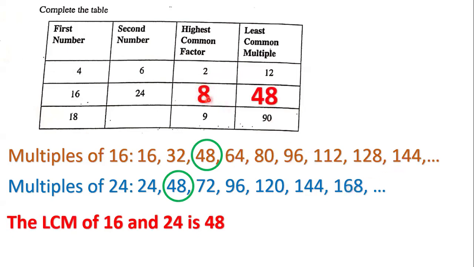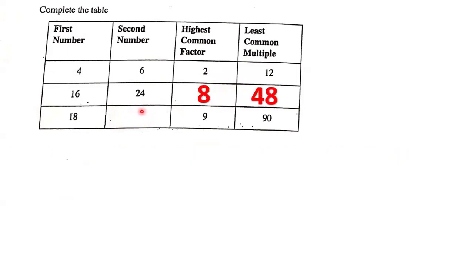So far we already completed these two spaces, but we still have one more space that is empty. Now, what is this saying? This is saying that we have a first number and a second number. Whatever that second number is, the highest common factor of 18 and that number must be 9. And the LCM, or the lowest common multiple, of 18 and that number must be 90. And so what is this number?